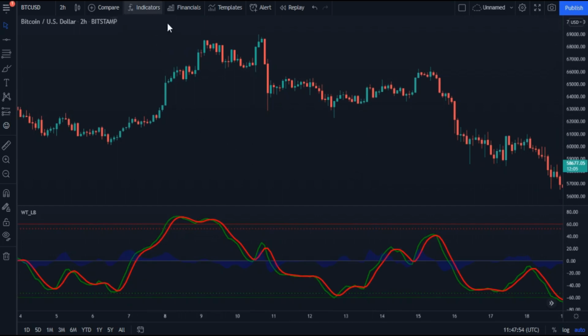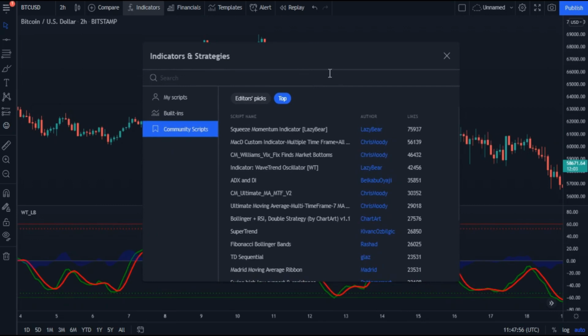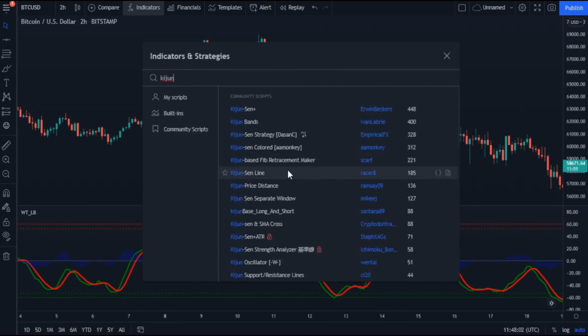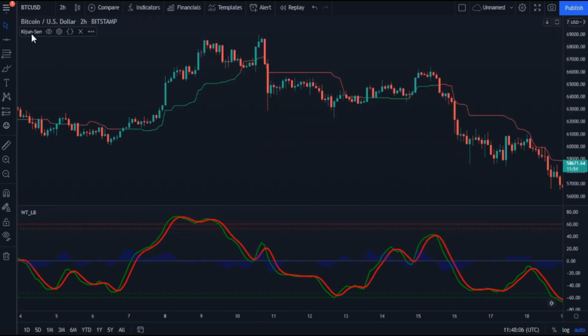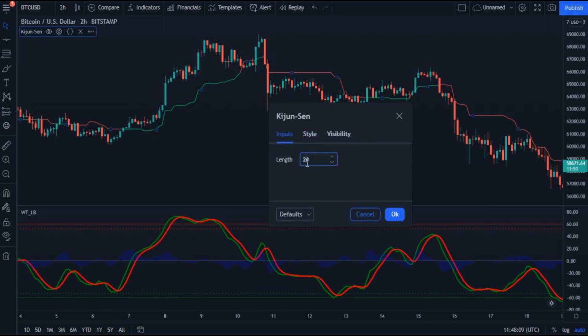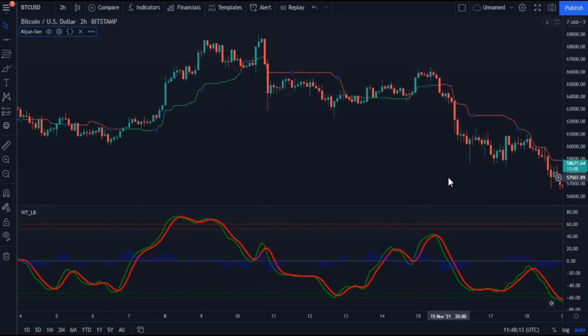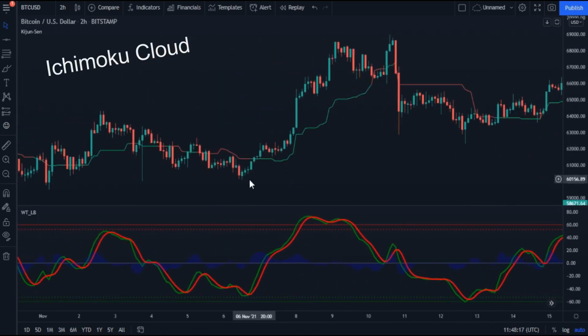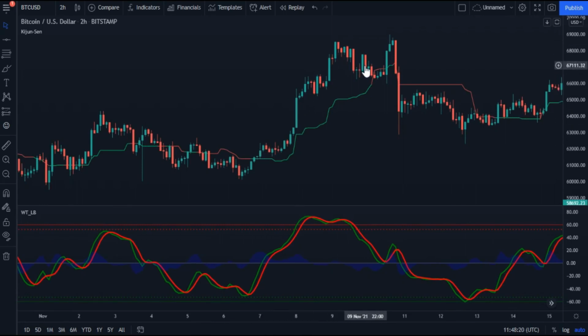Okay, let's open the indicators box and search for Kijun. You can choose any one, but I prefer this, which was created by Racer8. Open the indicator settings and make sure that the length is 26. The Kijun indicator is one of the indicators that make up the Ichimoku cloud, but it can be used independently or in combination with other indicators. It depends on the breakout in determining the movement of the trend.